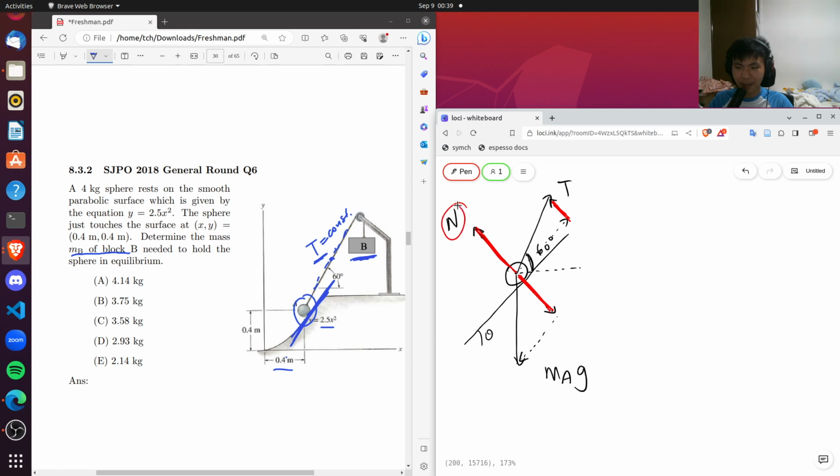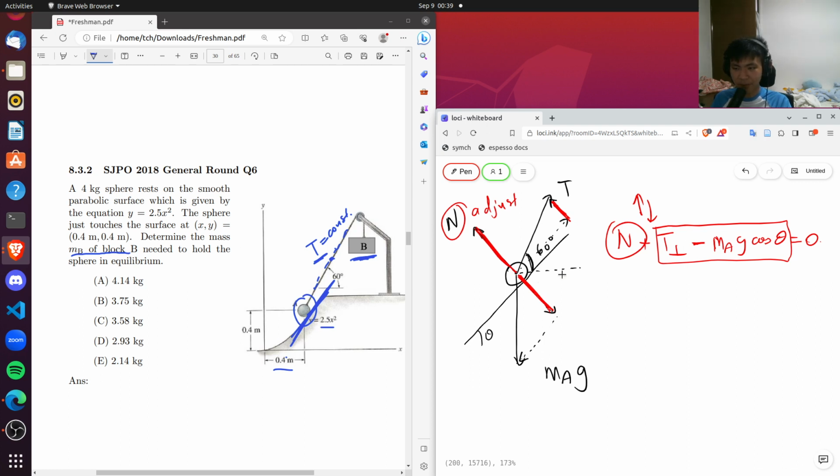So basically, normal contact force will always adjust such that normal plus T perpendicular plus mg cosine theta is equal to 0. It will always adjust its value up and down to match these two. To be more precise, this is minus over here. It will always adjust accordingly, provided it can, provided it never becomes less than 0. If not, the thing will lose contact.